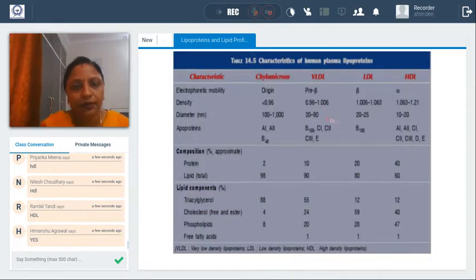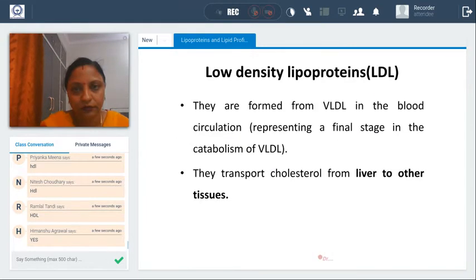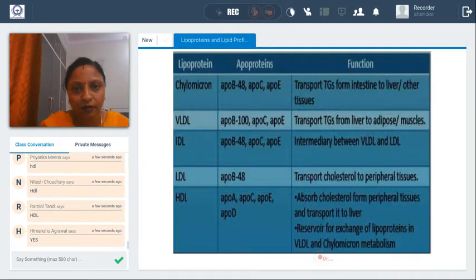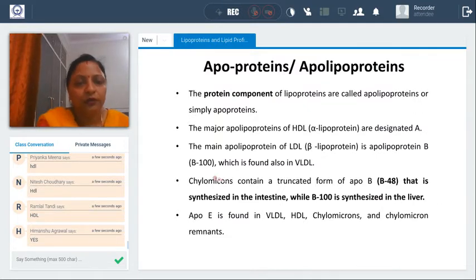Please remember this table carefully. Now we will discuss apoproteins or apolipoproteins. The protein components of lipoproteins are called apolipoproteins or simply apoproteins.